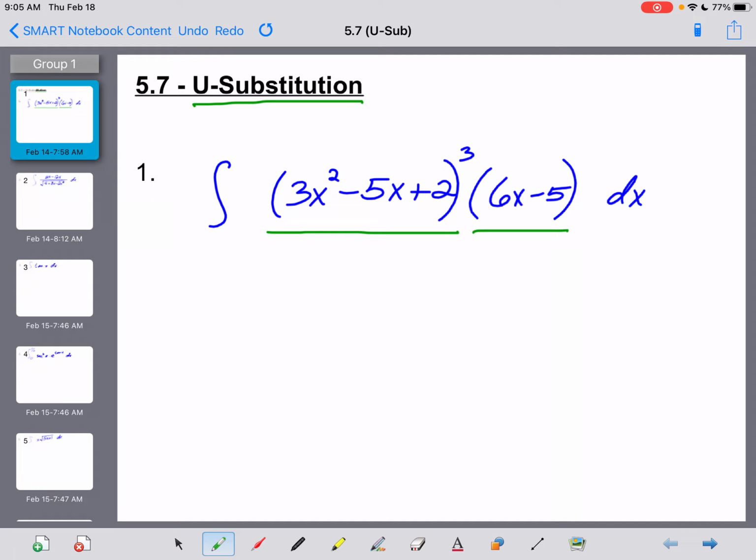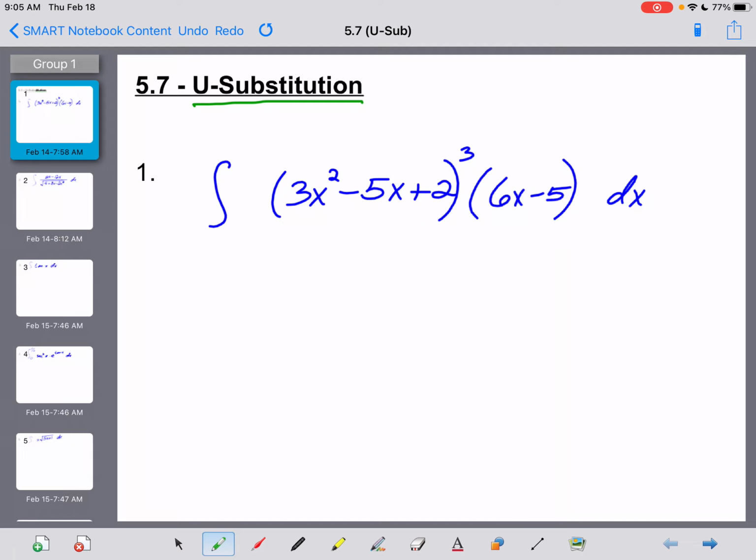Is the derivative of one of those parts going to equal the second part or get you something close to it? I don't know if you noticed this or not, but the derivative of 3x squared minus 5x plus 2 would be 6x minus 5. That's not a coincidence. That is the only reason a problem like this works out.